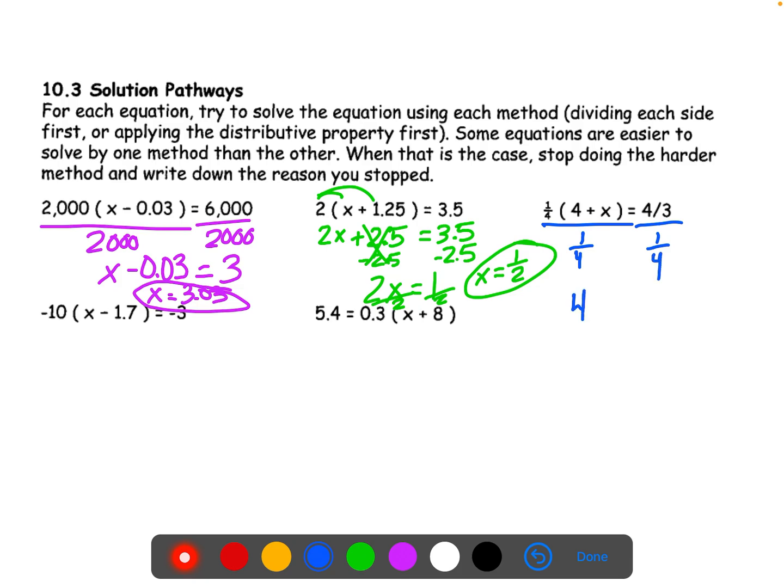That's going to leave me now with 4 plus x, and I just need to figure out what 4/3 divided by 1/4 is. Remember, if we divide, we're actually going to be multiplying by the reciprocal. So instead of dividing by 1/4, we'll multiply by 4/1. And we just multiply across. That's 16/3. Okay. And then we just need to subtract 4 from it. We're going to take 4 from this as well. And x equals 4/3.